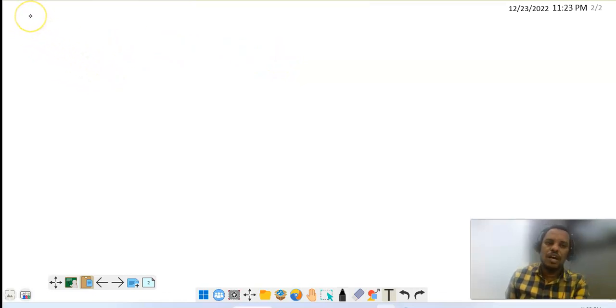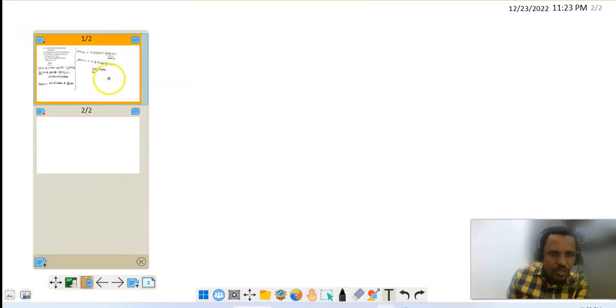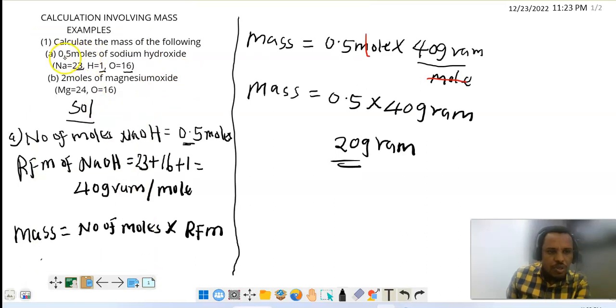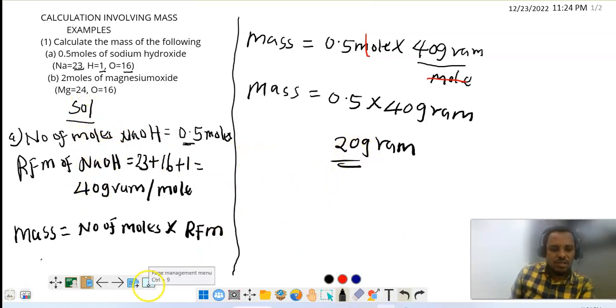So we were having, if I'm not wrong, a mass. Let me go back to my former question. We were having a number of moles as 0.5, and we were also having the RFM 40, if I'm not wrong. So the RFM was 40, the number of moles was 0.5, and the answer we got was 20. So let us see another way to get it. This was formula method. Let us see how to get it by using first principle method.